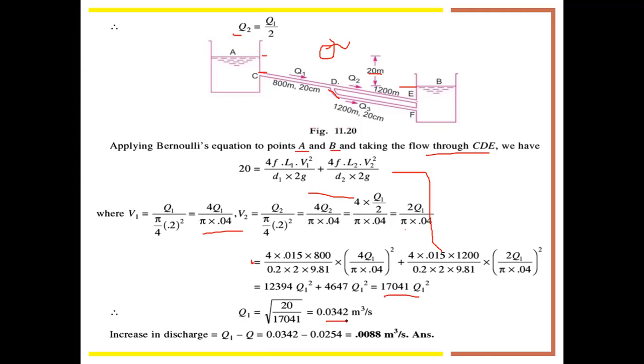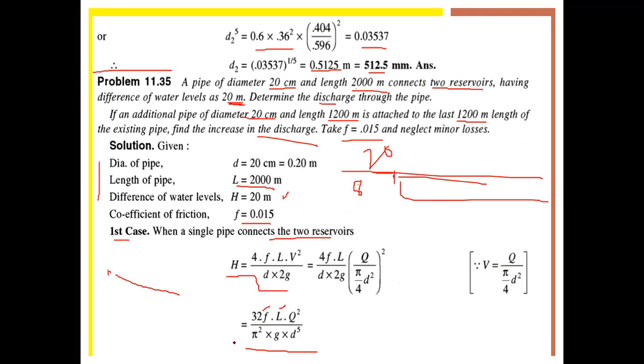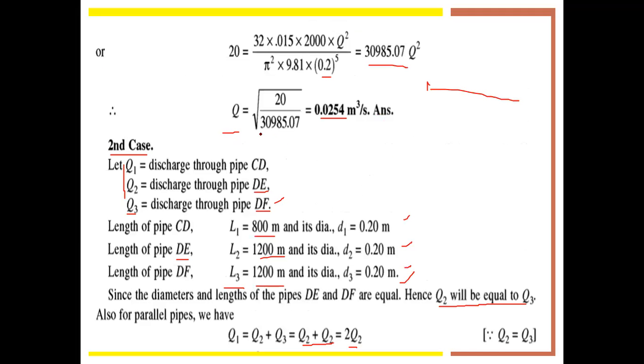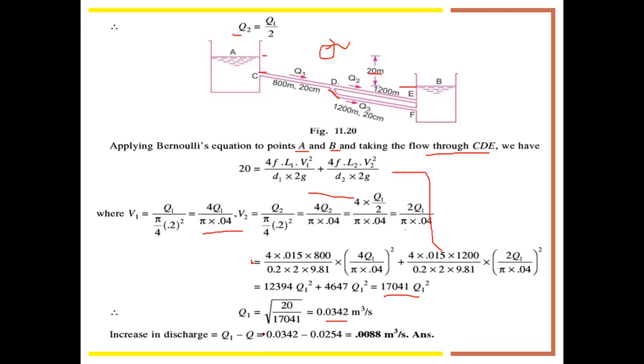Therefore, what is the increase in the discharge? The increase in the discharge is Q1 minus Q. What is the question given? What is the discharge under the additional pipe? Find the increase in the discharge. The original discharge Q is 0.02. Then what is the actual discharge we got? Q1 is equal to 0.03. So subtracting these two, we get the increase in the discharge. Okay, so like this you have to do the problem.